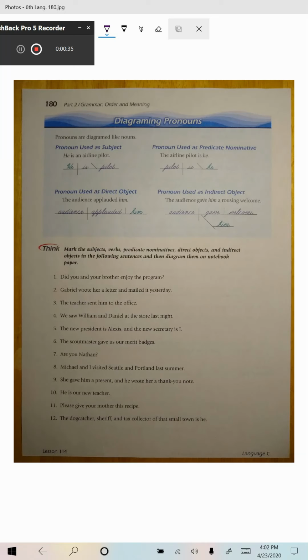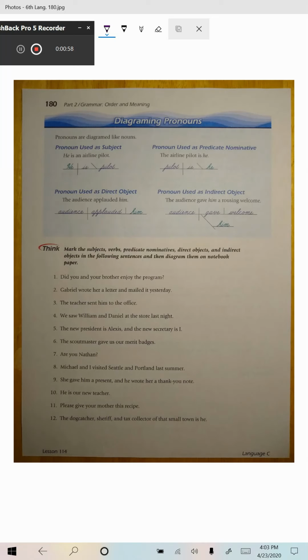So if Gabe is the subject of the sentence, he would be the subject, and you would diagram it exactly the same way as Gabe. If Gabe's the direct object and I say him instead of Gabe, then him is the direct object and you diagram it exactly the same. So we're just going to do a few of these together and then I'm going to jump to page 181.